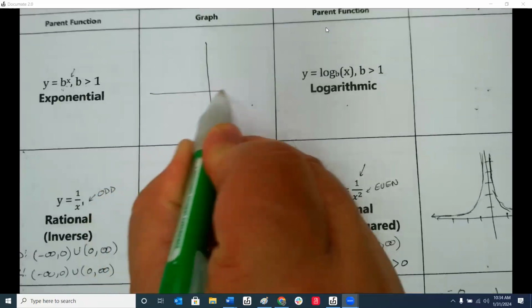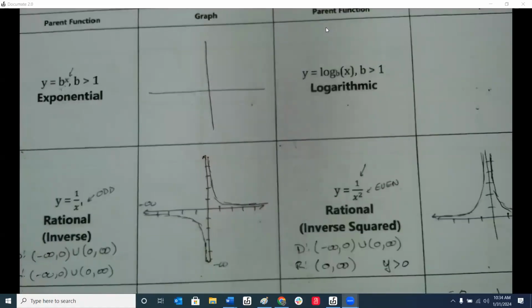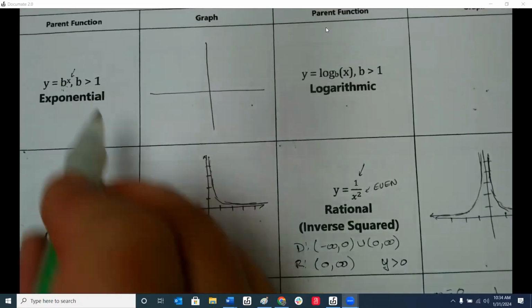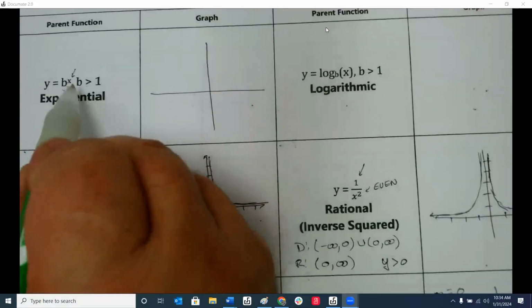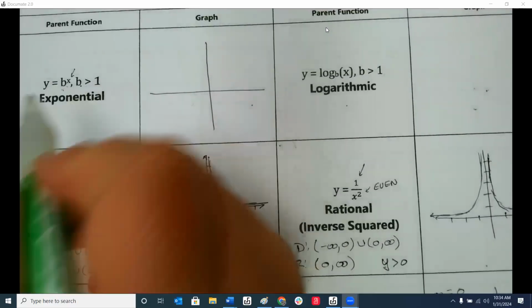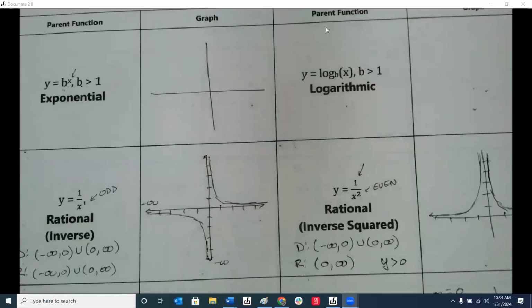The graph, since b is greater than 1, the answer can never be negative.